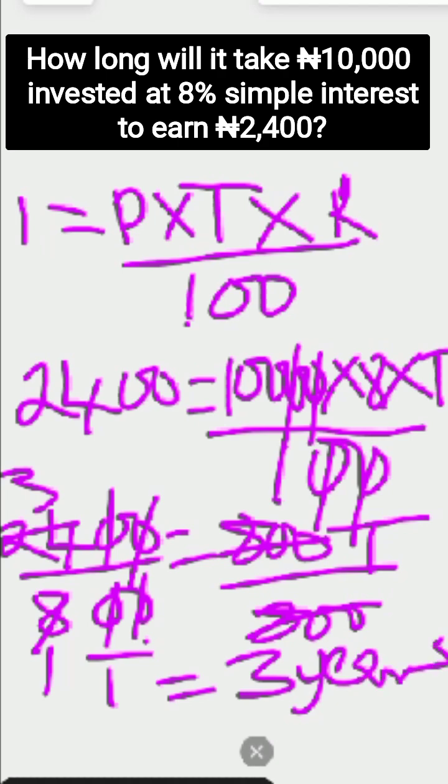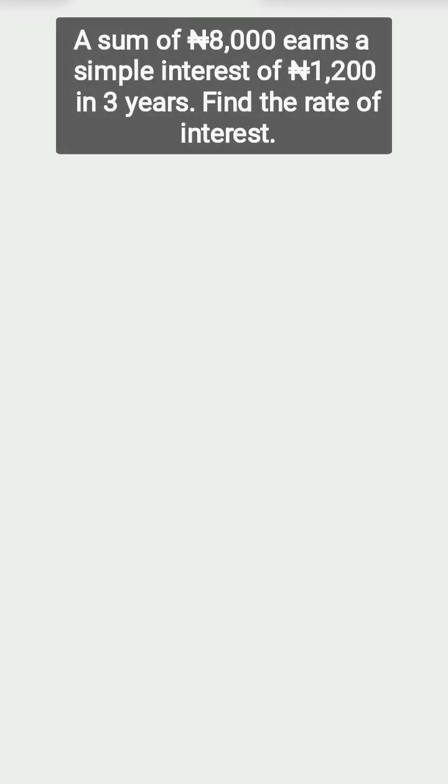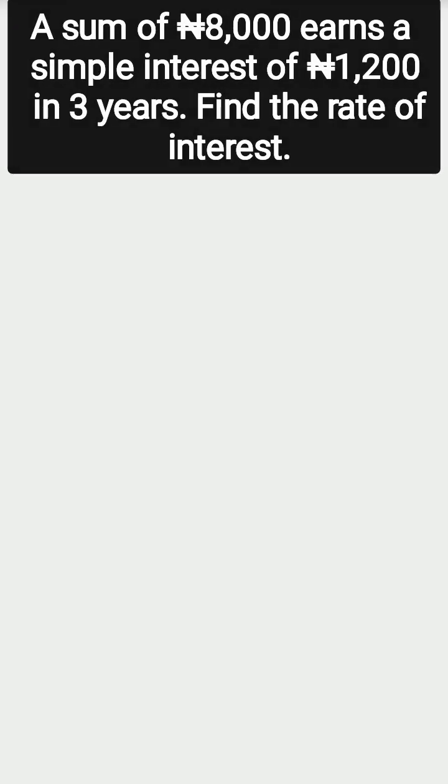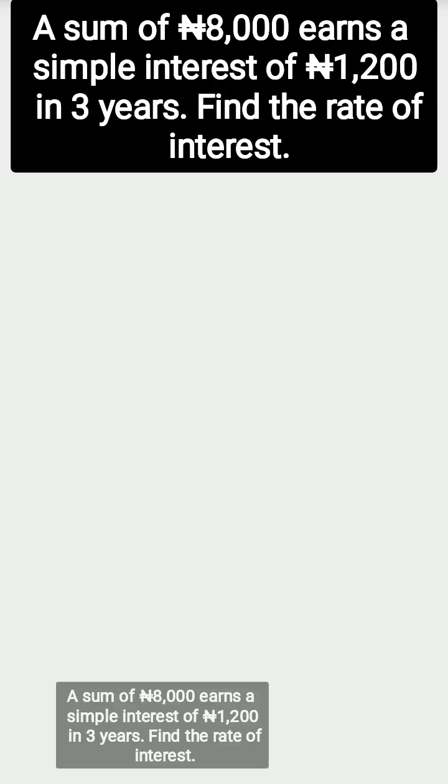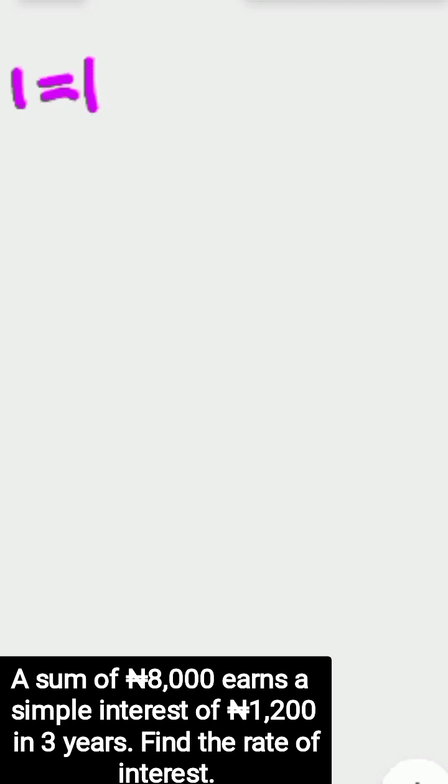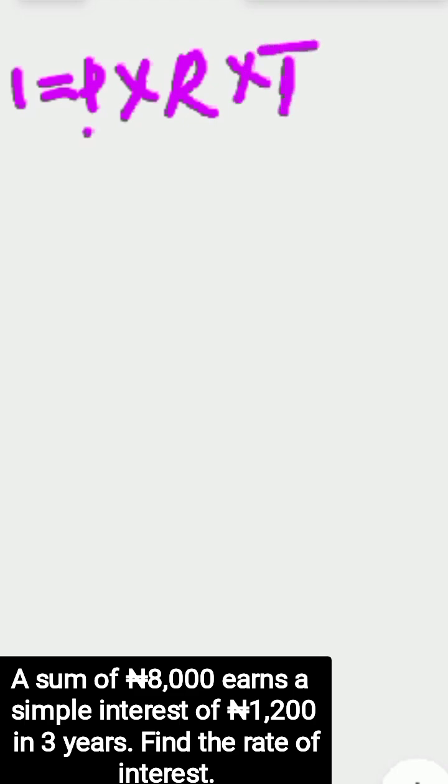Very simple. Our next question. A sum of 8,000 naira earns a simple interest of 1,200 naira in 3 years. Find the rate of interest. We are looking for R in this case. Interest is equal to principal times R times time all over 100.